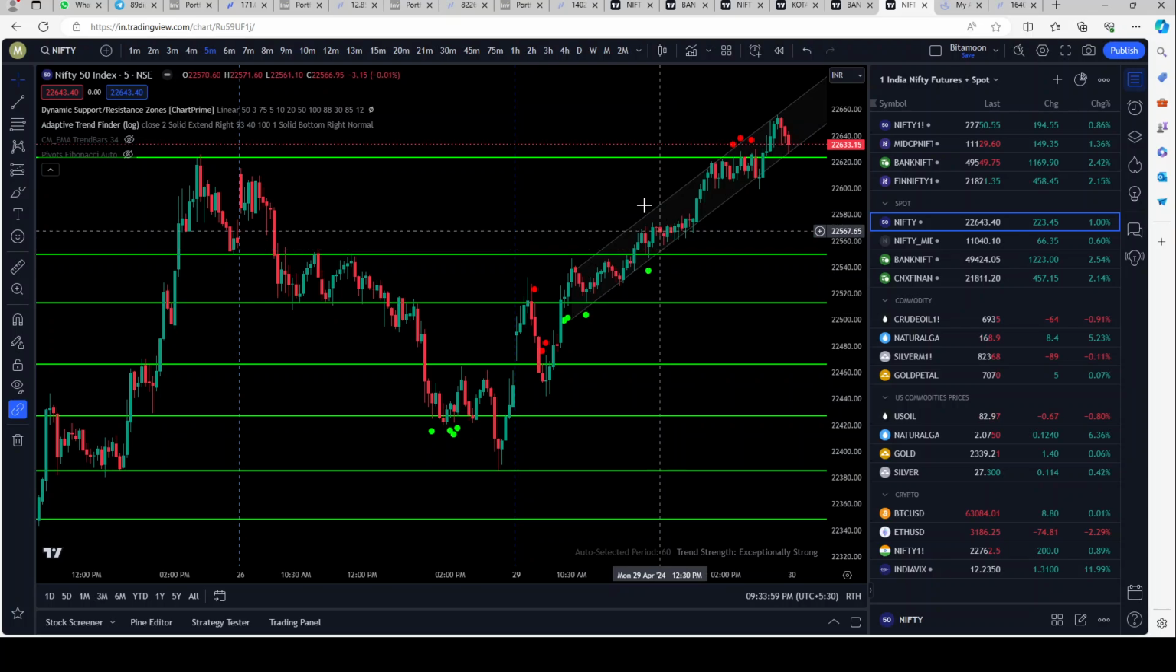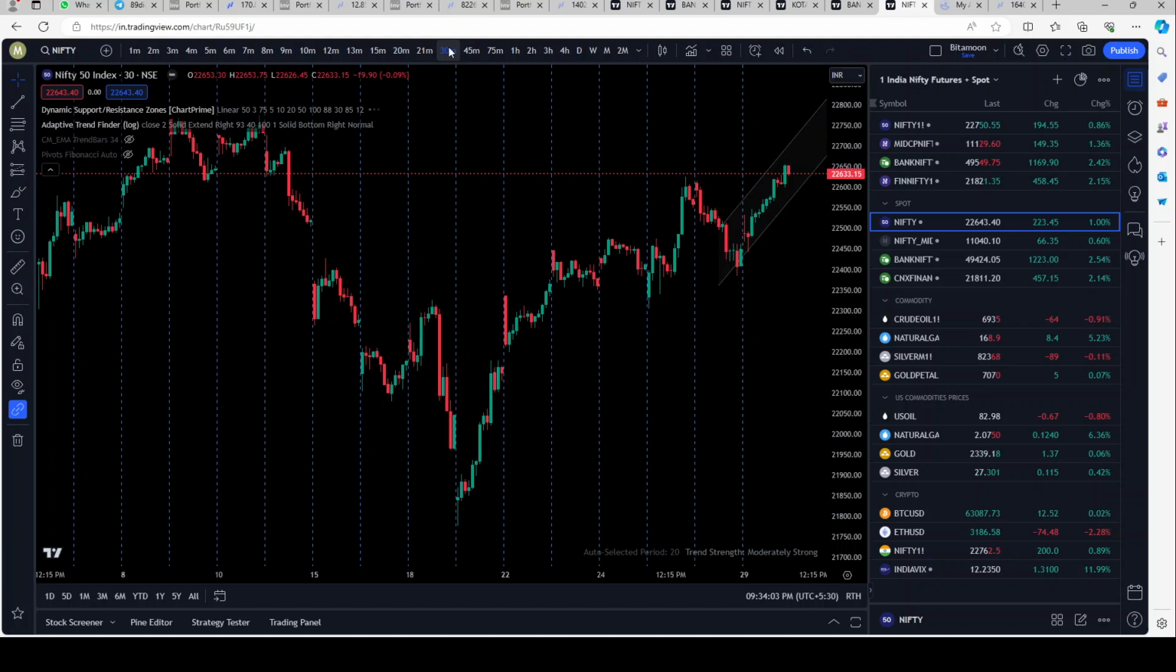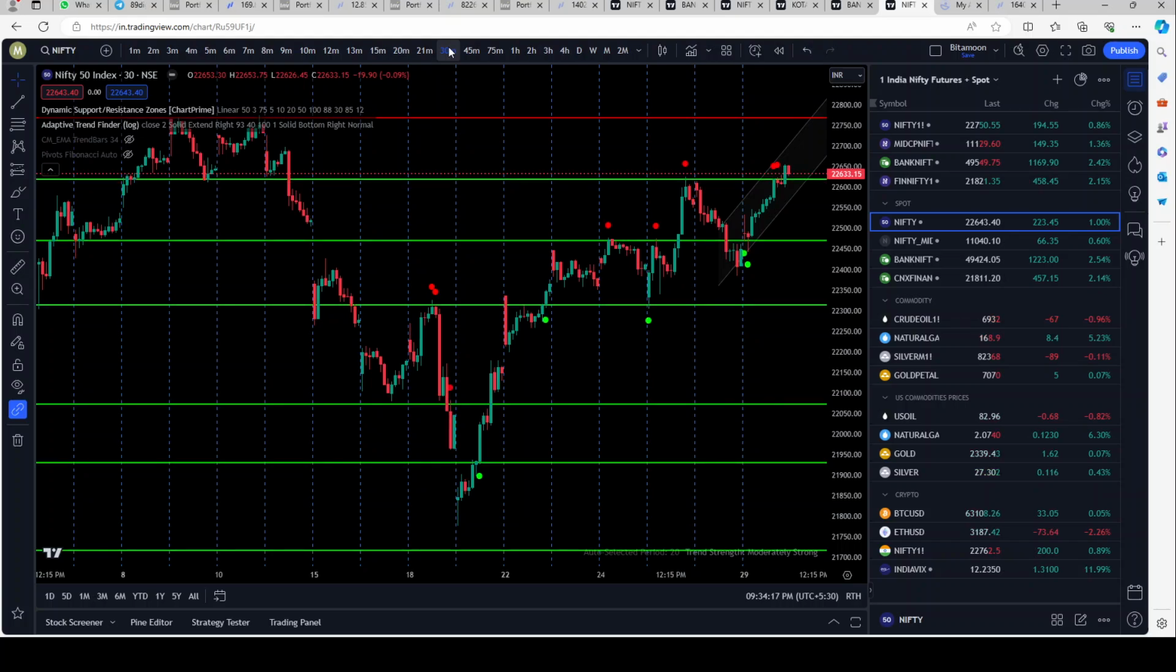If you look at this on the 30-minute time frame, you can see again on a 30-minute time frame the different support and resistance. Let's give it a few seconds. It's a little heavy and it will come up. There, this is how it looks on the 30-minute time frame.